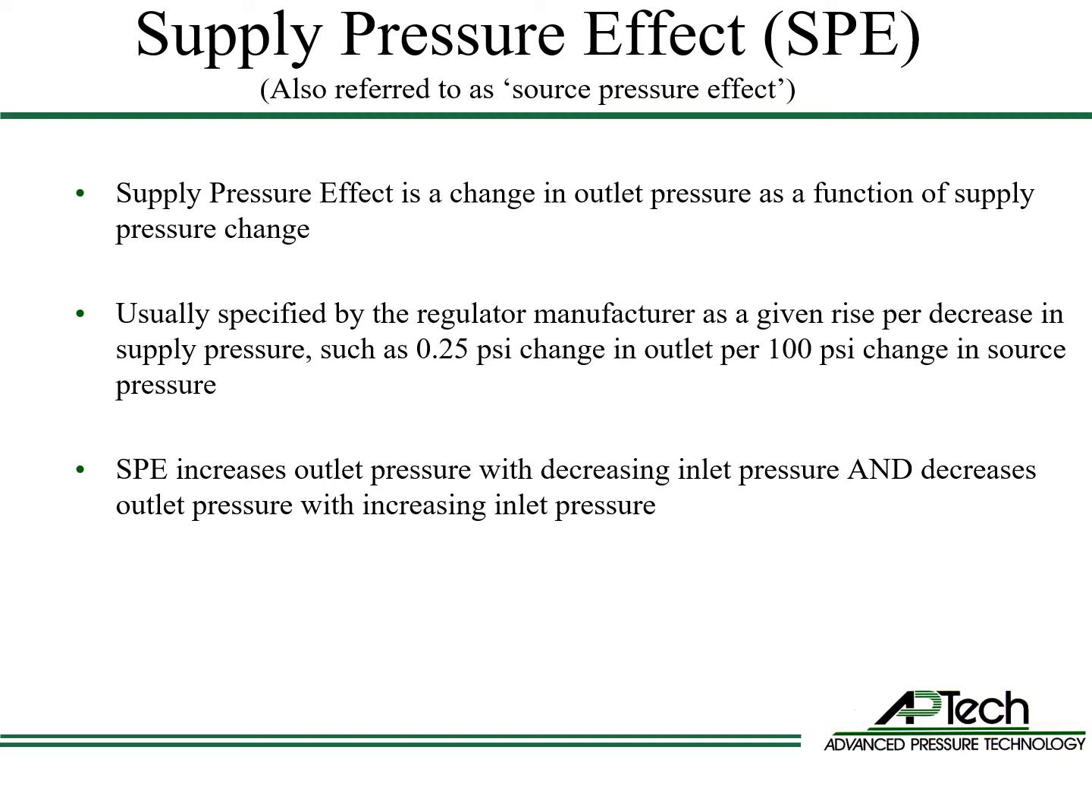Normally, supply pressure effect is encountered when the inlet pressure decreases as gas cylinders are consumed. As a result, outlet pressure increases as a gas cylinder is consumed. However, the supply pressure effect works with both decreasing and increasing inlet pressure. An increase in inlet pressure will cause a decrease in outlet pressure at the same rate as specified.